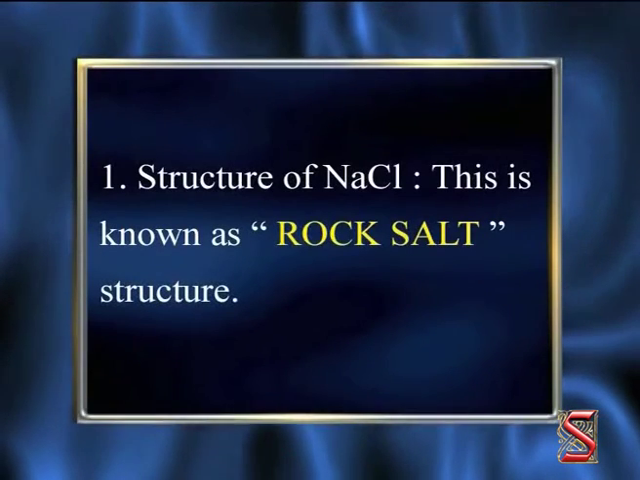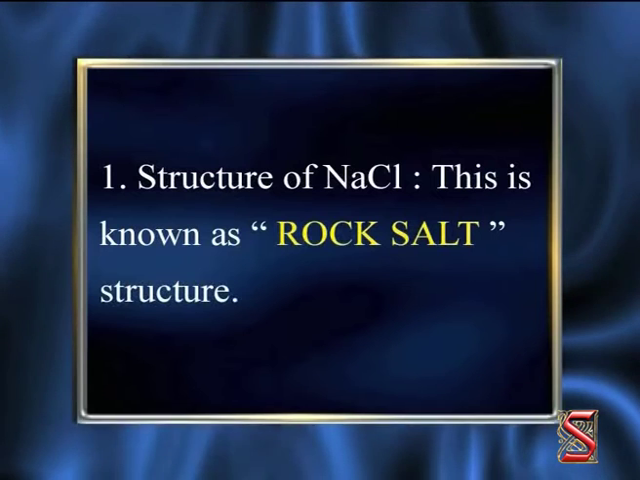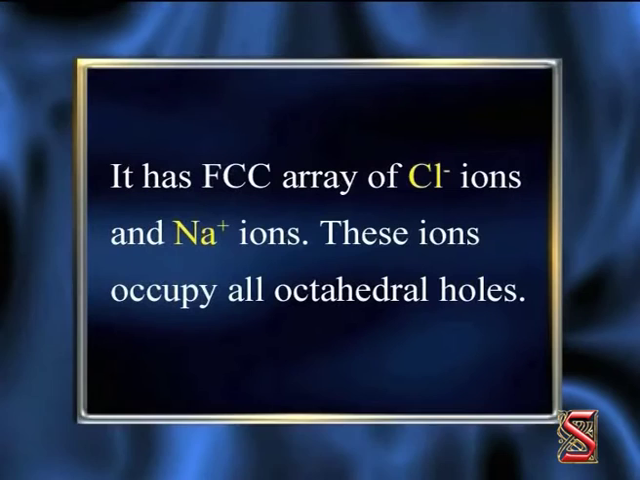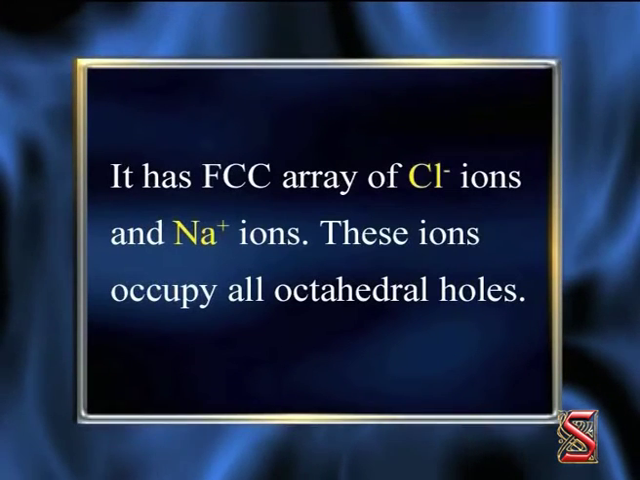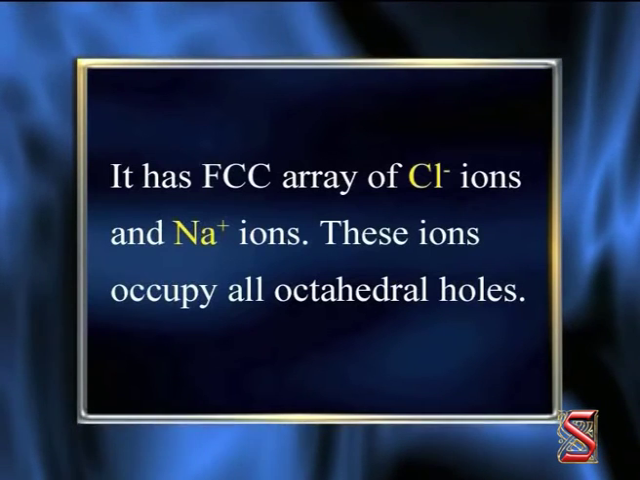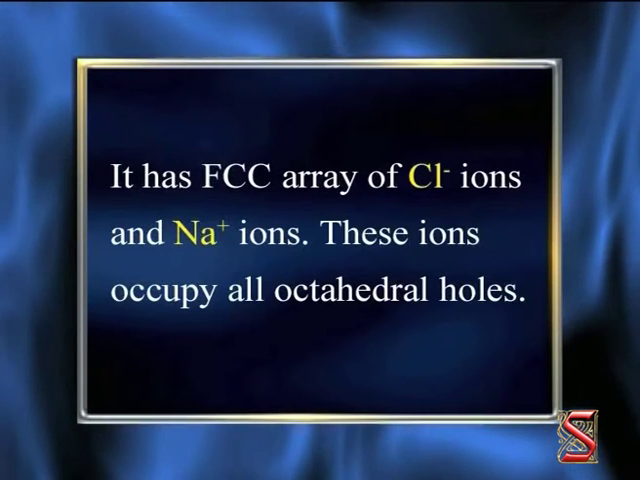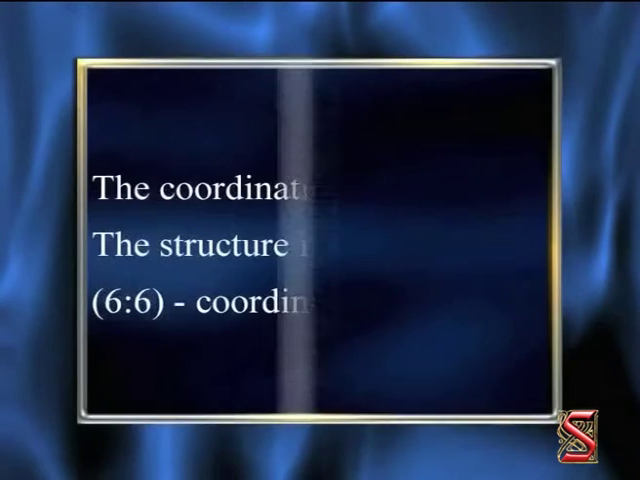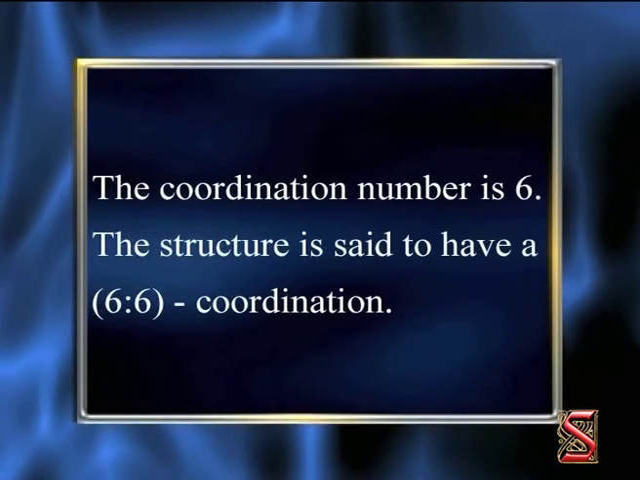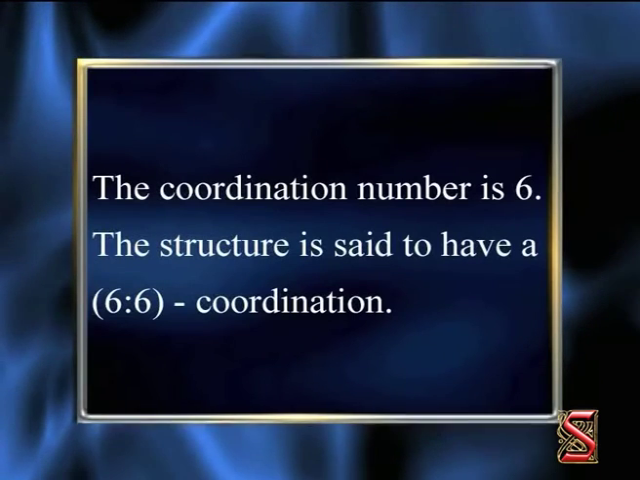1. Structure of NaCl. This is known as the rock salt structure. It has an FCC array of Cl⁻ ions and Na⁺ ions. These ions occupy all octahedral holes. The coordination number is 6. The structure is said to have a 6-6 coordination.